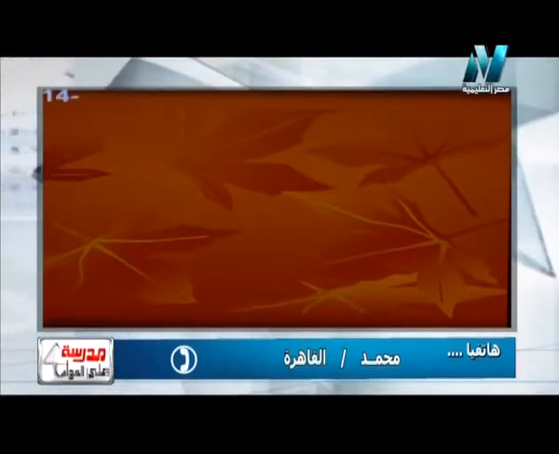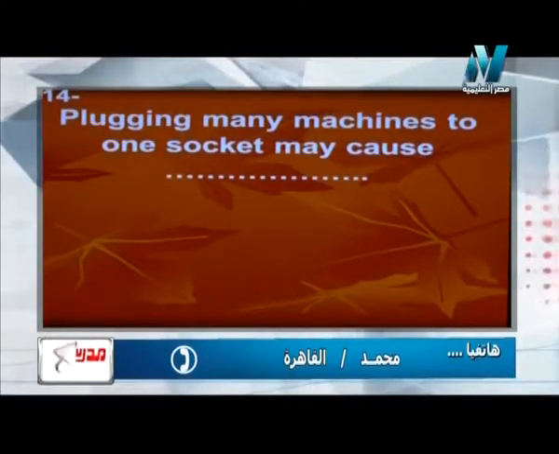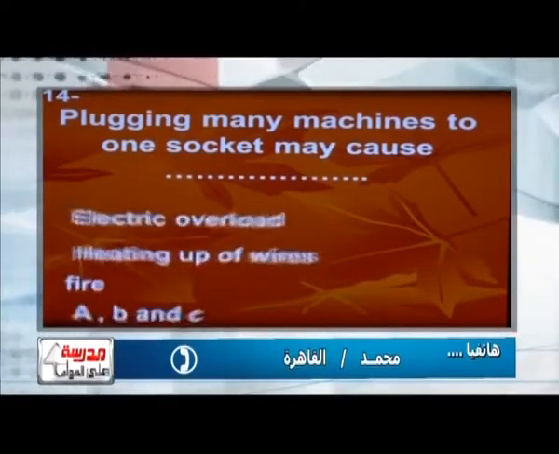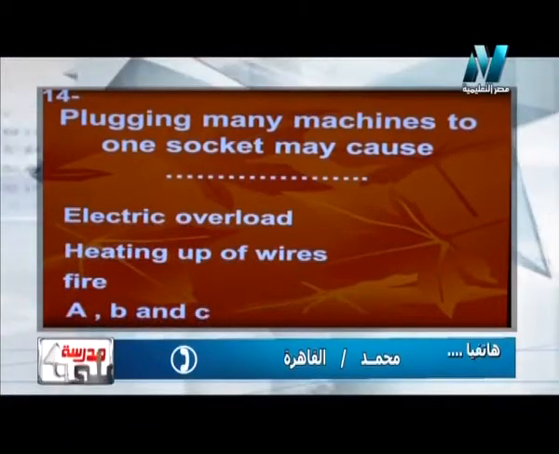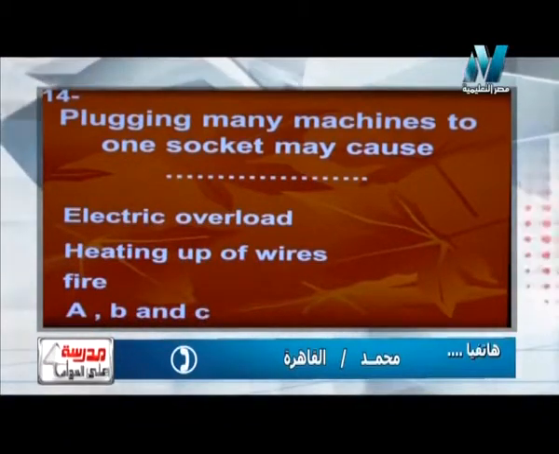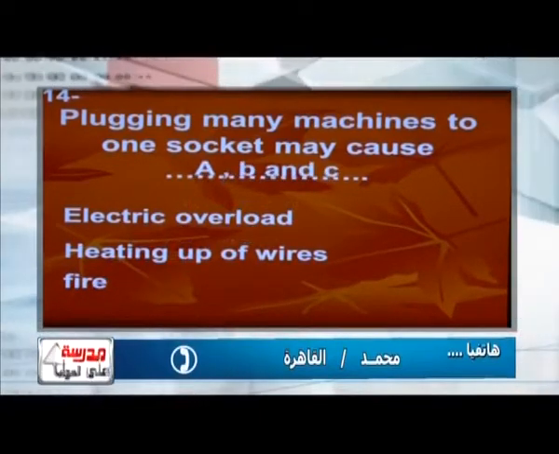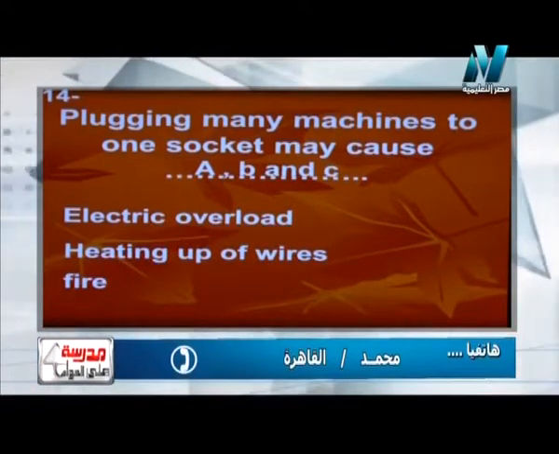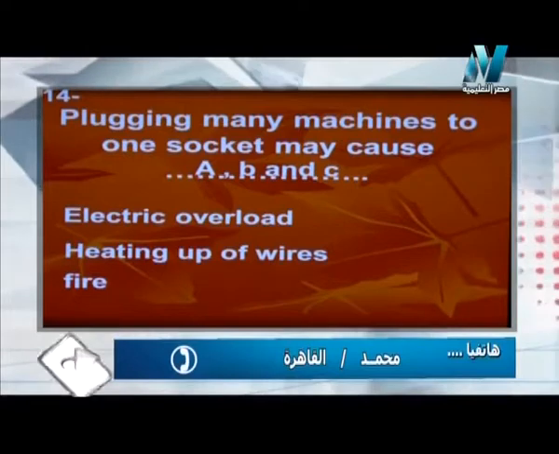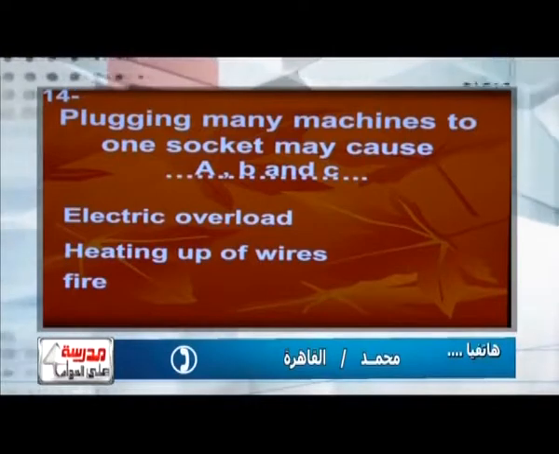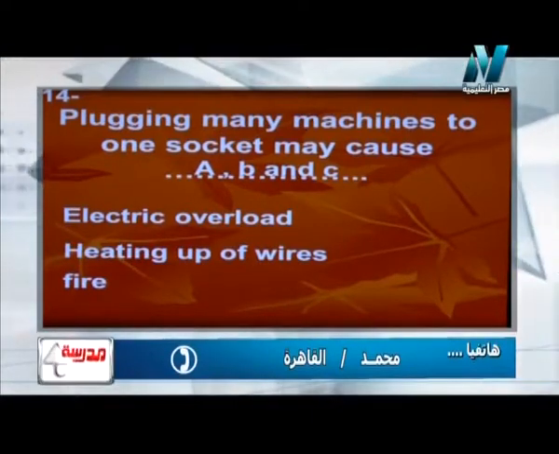The last question for you, Muhammad. The question says that plugging many machines into one socket may cause electric overload, heating up the wires, fire, or A, B, and C. A, B, and C. Very good, excellent, Muhammad. Plugging many machines into one socket may cause electrical overload, that's right. Heating up the wires, that's also right. And it may cause fire, that's also right. So the answer is all the previous choices, A, B, and C. Thank you, Muhammad, for your participation.